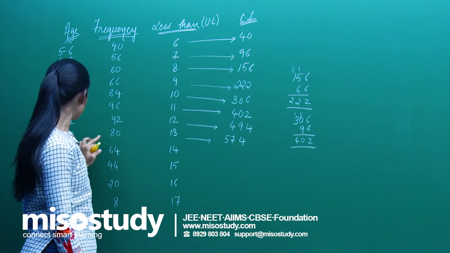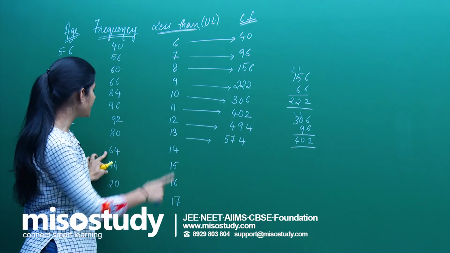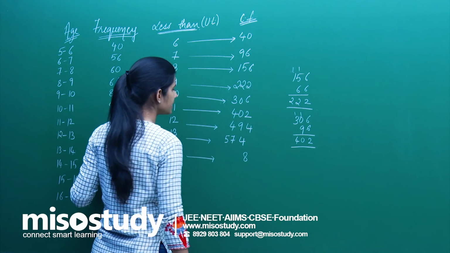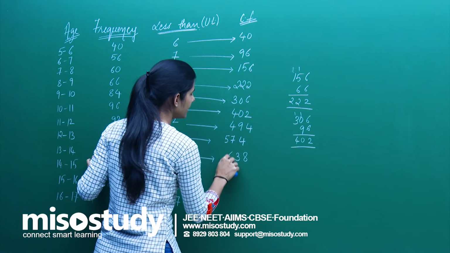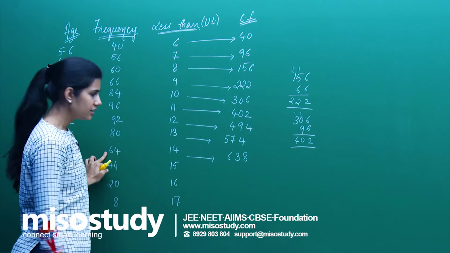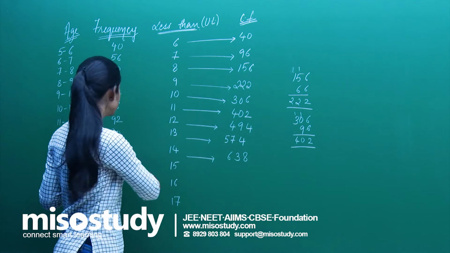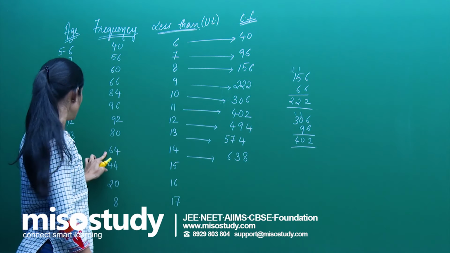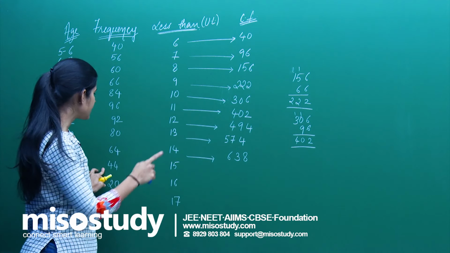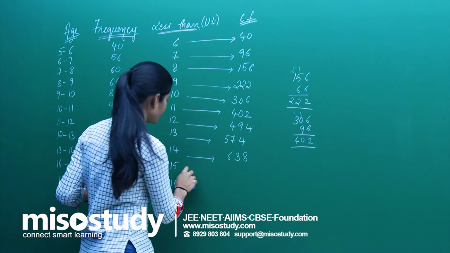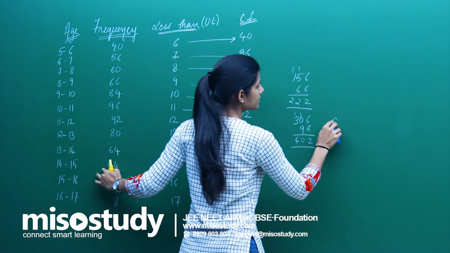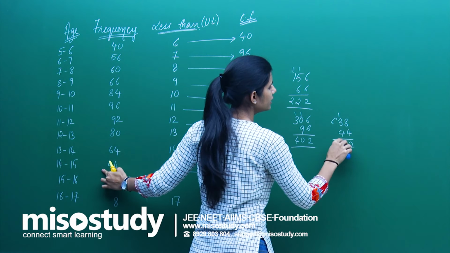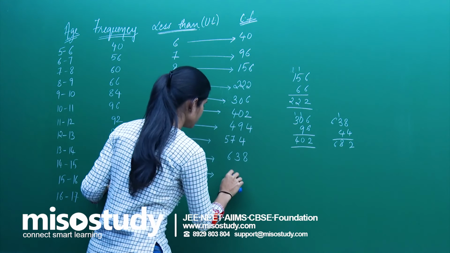Right. After this you have less than 14, which is 574 plus 64. 4 plus 4 gives you 8. 6 plus 6 is 12, plus 1, 13, and you have 638. Then you have less than 15, which is 638 plus 44. What is 638 plus 44? This is 12, this is 8, you have 682.